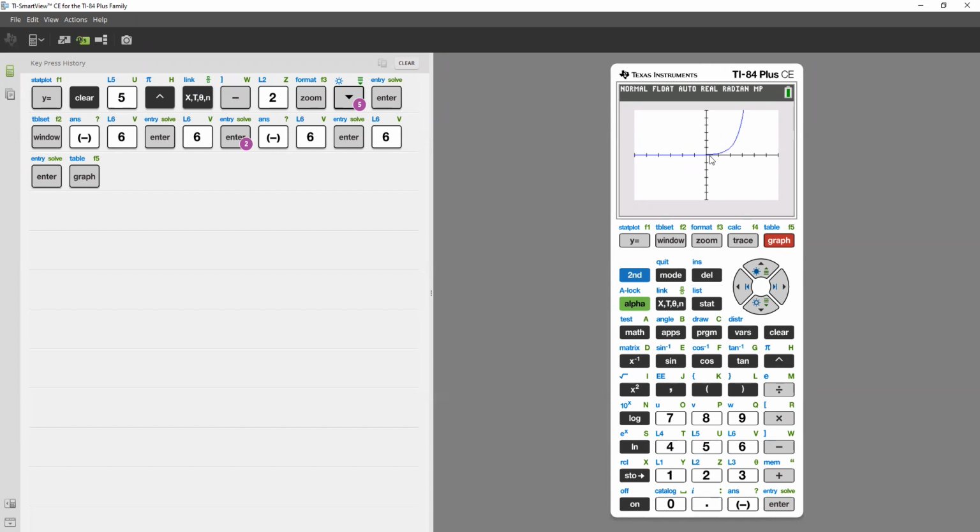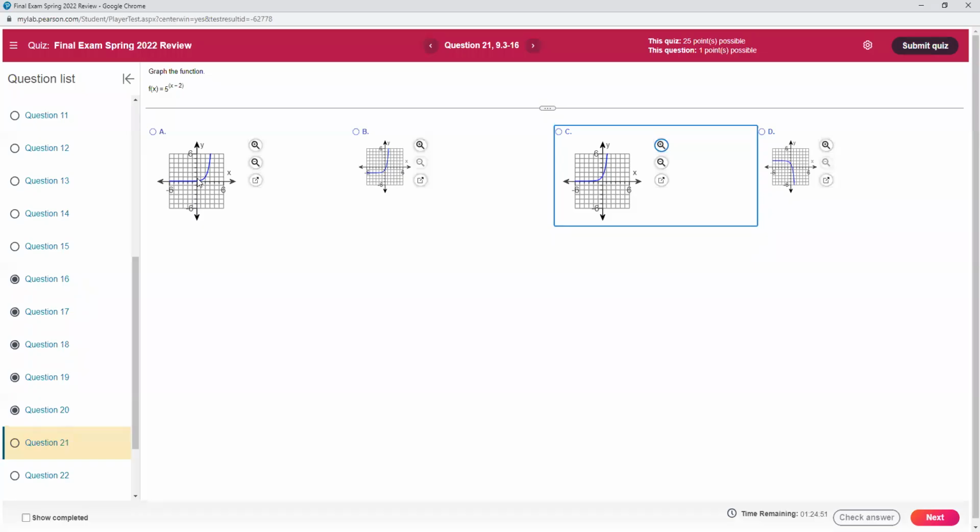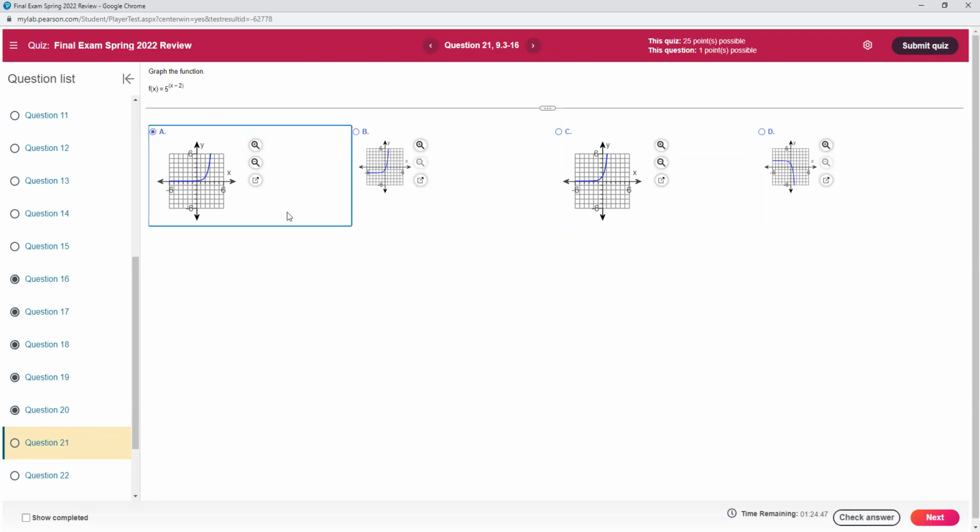And y'all look at it, it's barely going right across that x-axis. So it looks like it's got to be A on that one, right? So see, A is really close to what we needed. So we would pick A and then move on.